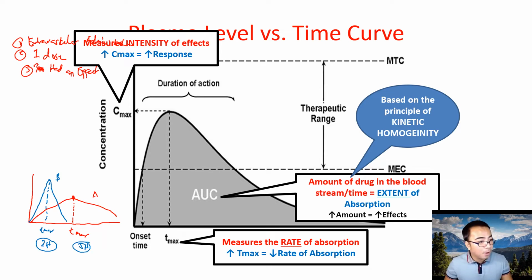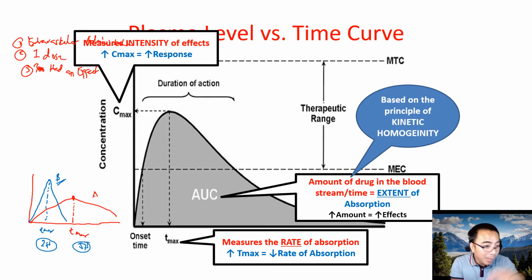So which of these two drugs was absorbed faster? Looking at the graph, class, obviously it's drug B. Why? Because after 2 hours, class, na-absorb na halos lahat ng gamot. Okay, sorry, not all of the drug pala, sorry. The highest amount of drug to be absorbed is already there after 2 hours. Eh si drug A, it took drug A 5 hours to reach the highest amount of drug that it can absorb. So between drug A and drug B, drug B was absorbed faster. That's why class, Tmax is said to measure the rate of absorption.